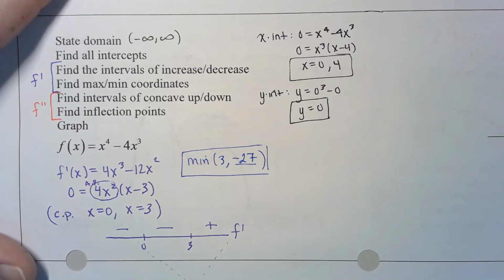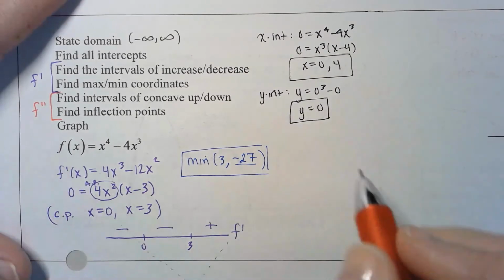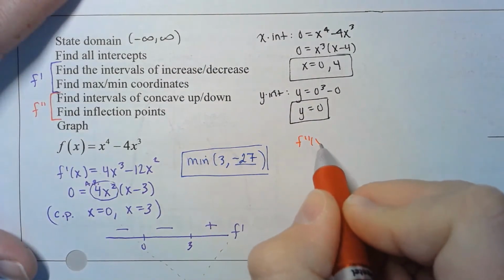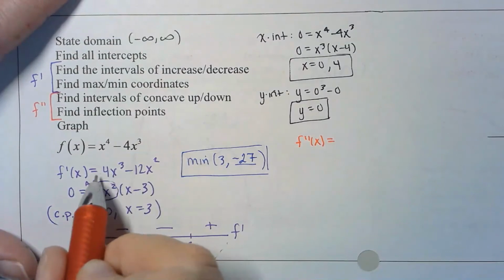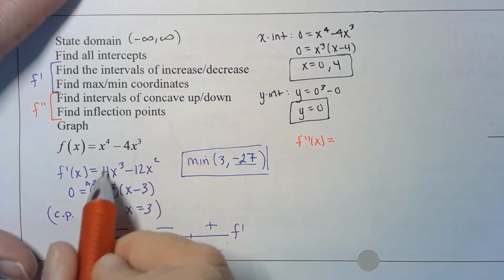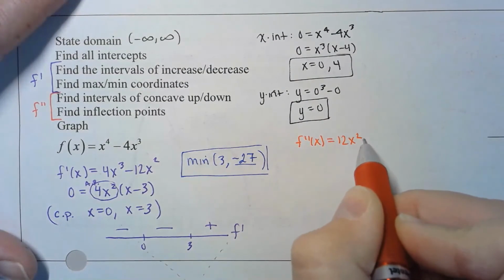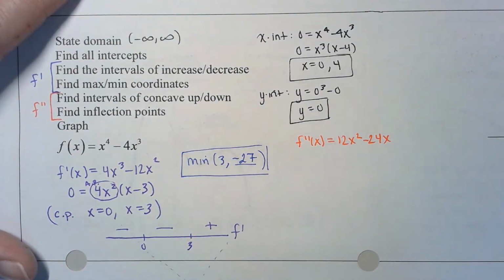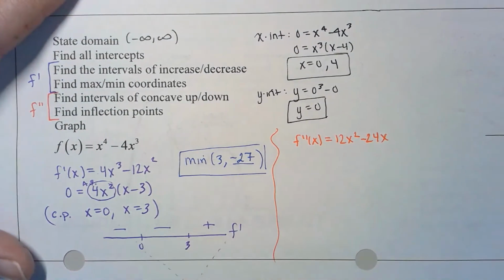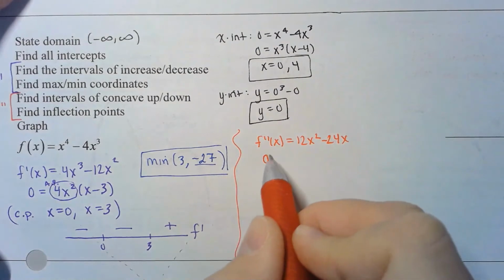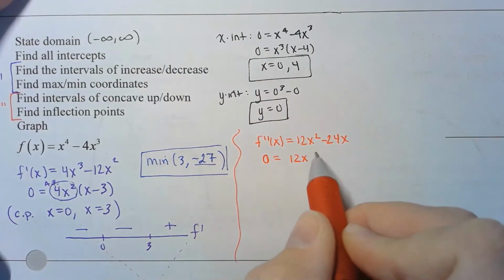Well, let's do everything we just did, but now with the second derivative. So here we go. F double prime of x equals, now I'm going to go back to this version, not the factored version, and I get 12x squared minus 24x. I'm going to ask, when does this equal 0? So I'm going to factor out a 12x.